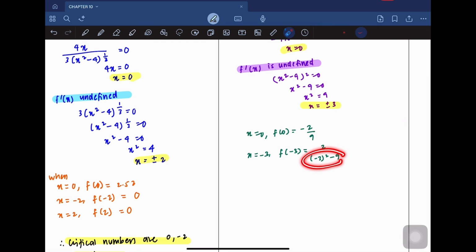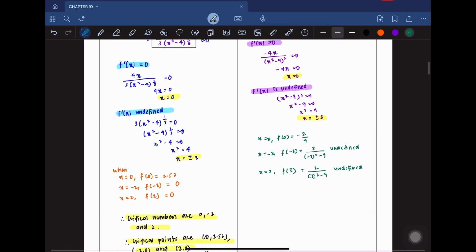Okay, so yang bawah tu perasan tak? Dia 9 tolak 9. So dia jadi 0. So 2 over 0 tak boleh kan? So the function is undefined. Tak ada value lah basically. Okay, sama juga dengan when x equal to 3. Kalau korang masukkan, dia dapat 0 dekat bawah. Okay, so tak boleh juga. So this is also undefined. So maksudnya since these two are undefined, meaning that you only have one critical point lah, which is this one.